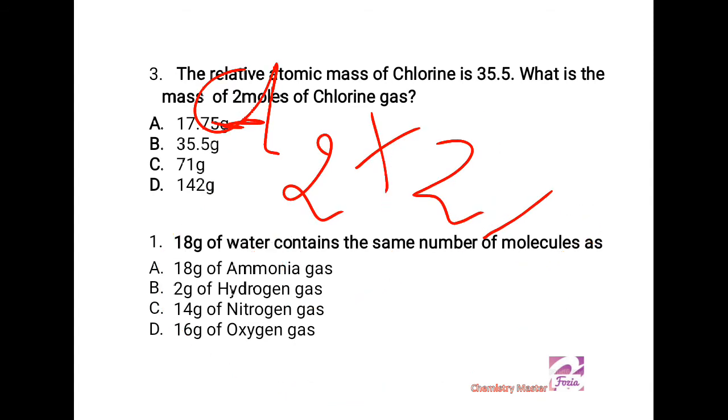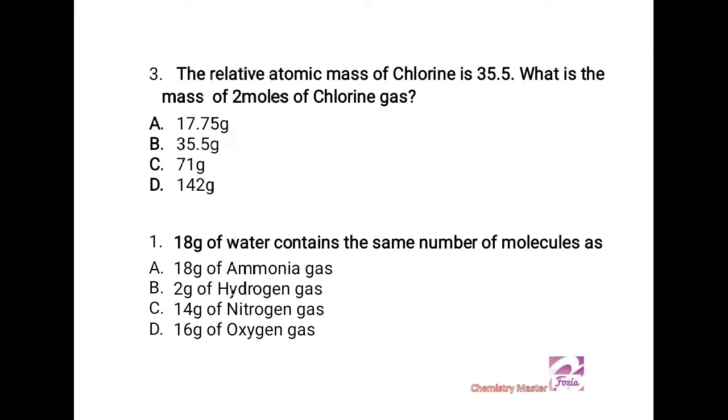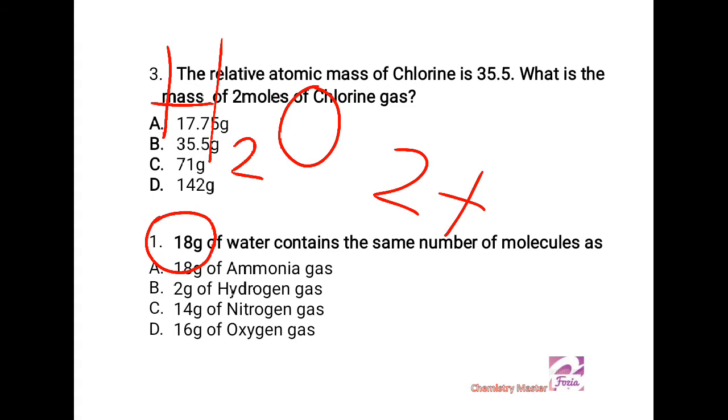The next MCQ is, 18 gram of water contains the same number of molecules as. Now this is the hint of molar mass of water. When we know the molecular formula of water, that is H2O, and when we work out the molecular mass of water or the molar mass of water, that is 2 grams of hydrogen and 16 grams for oxygen. So we get 18 grams, means it is just 1 mole of water.